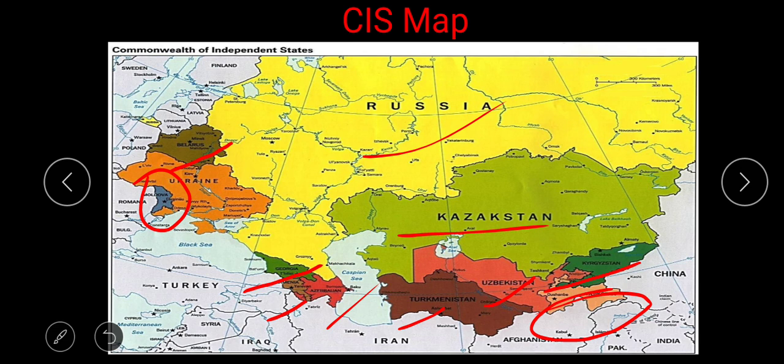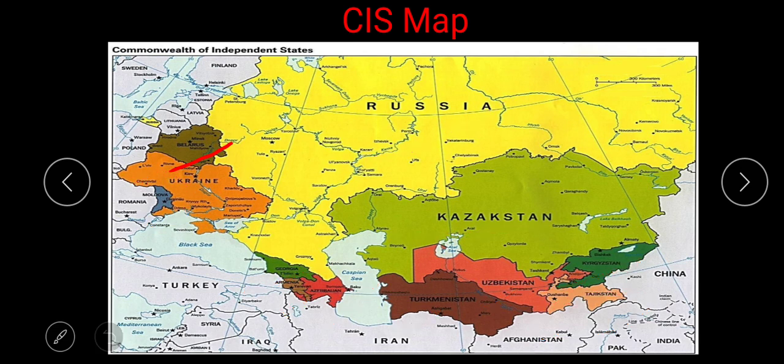So total, how many countries are not part of the CIS? Tajikistan, Georgia at present, 2, Ukraine 3, then these 3 countries, Baltic states. Total 6 countries are not part of the CIS. So out of 15, if 6 countries are not part of this organization, then the remaining 9 countries only are exactly members of CIS. I think it is clear.